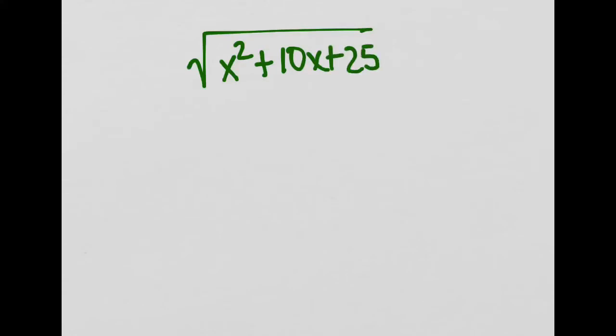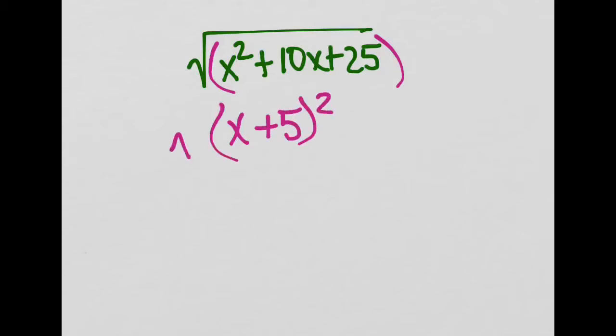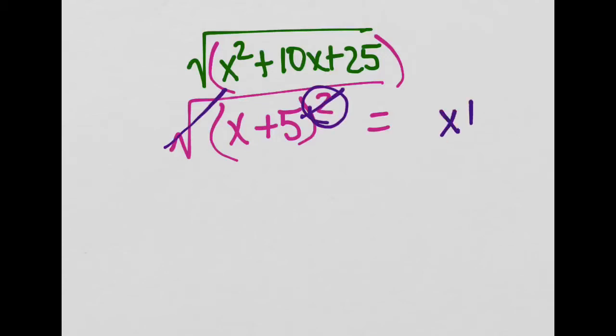If I have the square root of x squared plus 10x plus 25, this is what we've done in previous chapters. I know that this is a perfect square trinomial, so this is actually x plus 5 squared. And I'm saying the square root of that. I can double check this by saying, okay, x squared is x squared, 5 squared is 25, and when I multiply them together and double it, it is 10x. So it is the square root of x plus 5 squared. When I take the square root of a square, they cancel each other out, and that just becomes x plus 5.